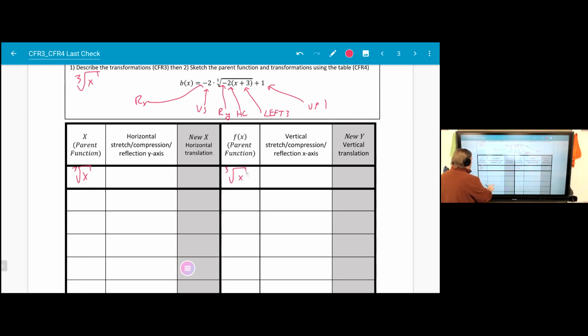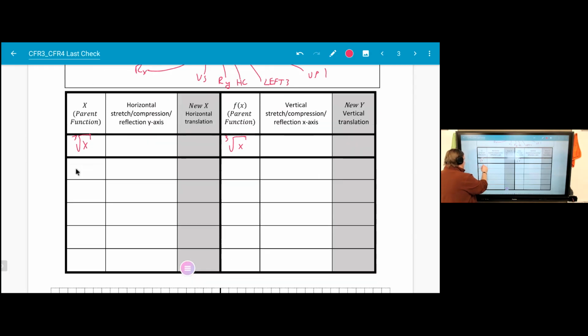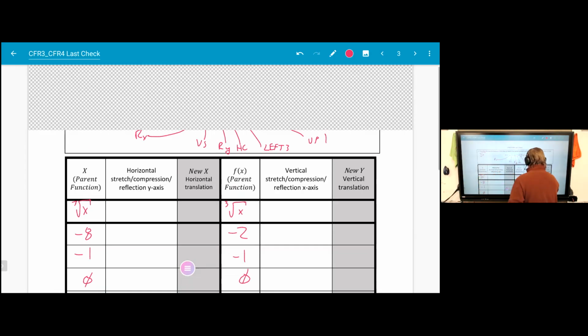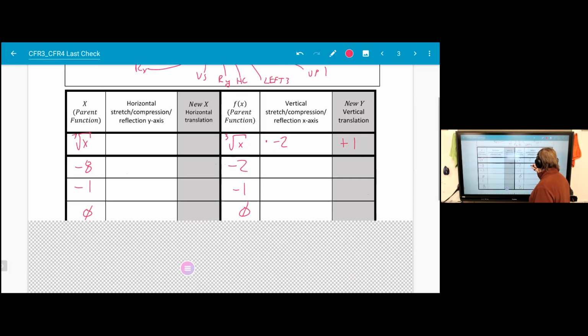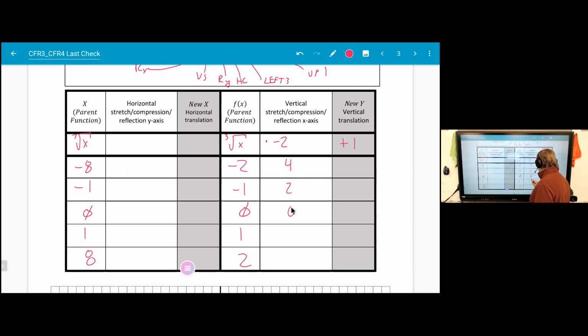And if I look at the critical values there, these are a little different. -8, -1, 0, 1, and 8. From there, I get -2, -1, 0, 1, and 2. If I put my vertical stretch, compression, reflection stuff, I'm multiplying by -2. Then I am adding 1. Let's go ahead and do that. 4, 2, 0, -2, -4. Add 1 to those, I get 5, 3, 1, -1, -3.